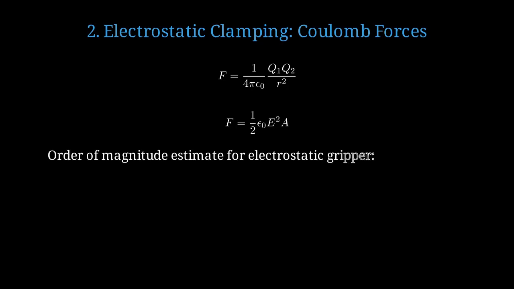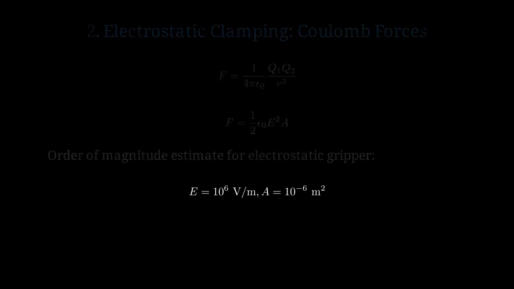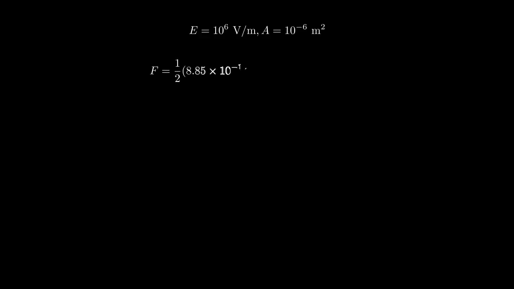Let us perform an order of magnitude estimate for an electrostatic gripper in microrobotics. Assume an electric field of 1 million volts per meter and an area of 1 square millimeter. The resulting force is approximately 4.4 millinewtons, sufficient for microscale gripping without mechanical contact.